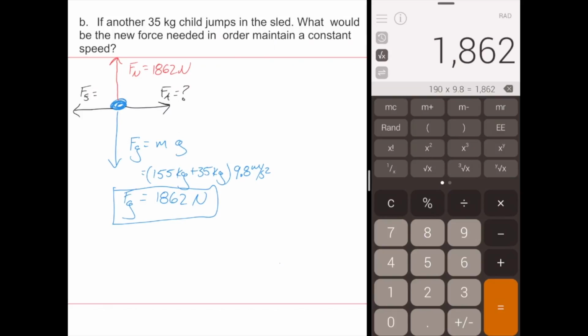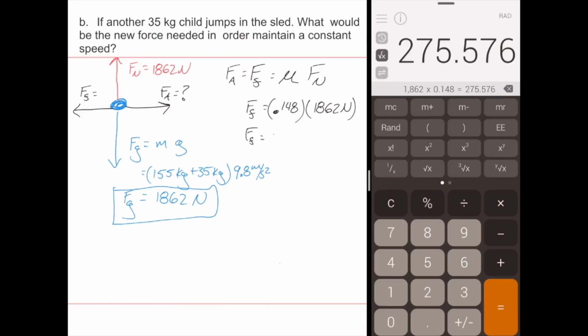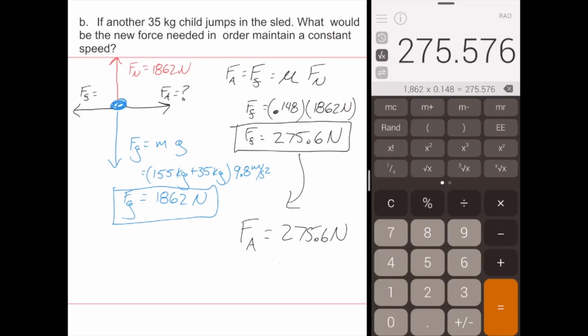Now the question is actually asking us for force applied, but in this problem, we know since it's maintaining a constant speed, the force applied is going to be the force of friction, and we know how to calculate force of friction. It's simply the coefficient of friction multiplied by the normal force. If you take a look here, we do have all that information, and so let's go ahead and calculate that out. Okay, the force of friction acting on the sled at this point would be 275.6 newtons. So in order to pull at a constant speed, the force applied would also now have to be increased to 275.6 newtons.